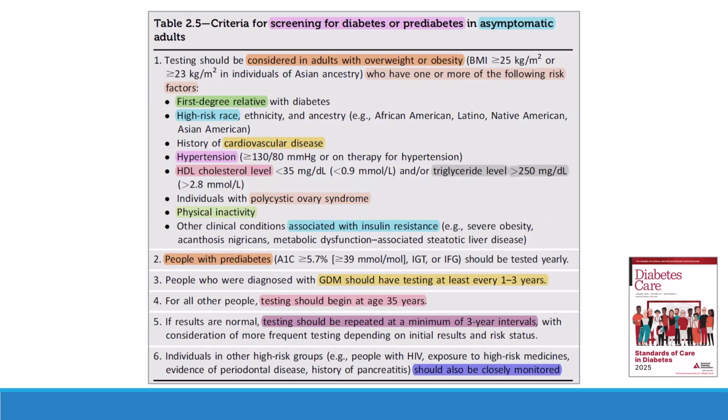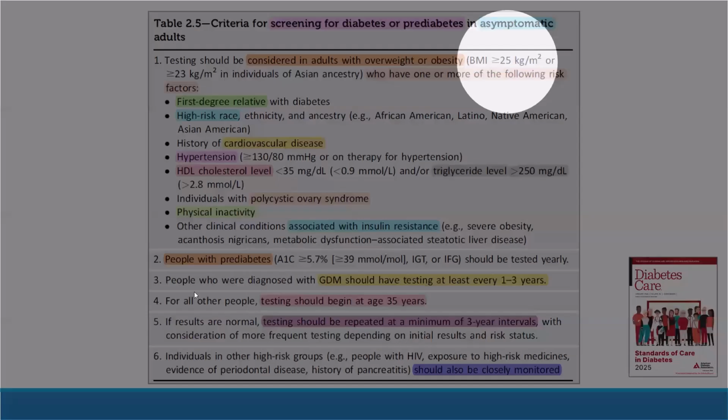High risk race ethnicity is a risk factor, like African American, Latino, Native American, Asian American. History of cardiovascular disease is a risk factor. Hypertension, low HDL cholesterol, elevated triglyceride, polycystic ovary syndrome, physical inactivity. Also symptoms associated with insulin resistance like severe obesity, acanthosis nigricans, metabolic dysfunction-associated steatotic liver disease. These are risk factors for development of diabetes and require screening for diabetes mellitus.